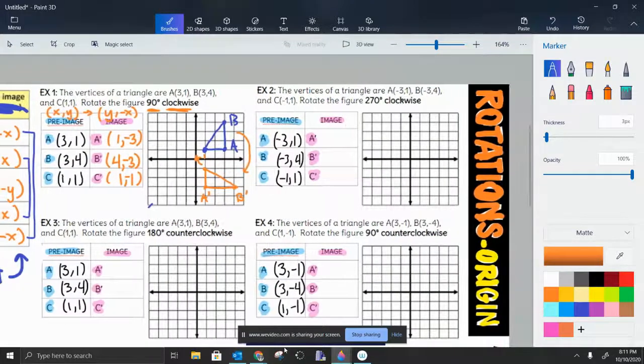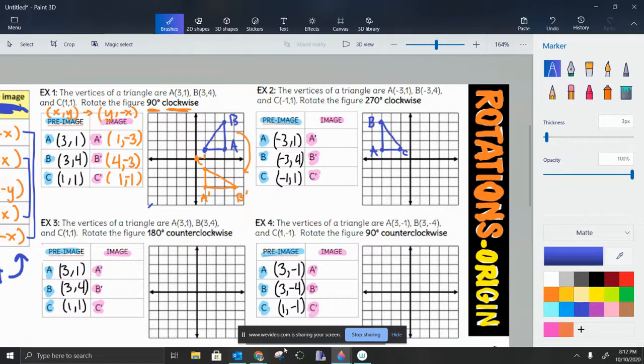All right, let's do another one together. So they tell me that we have our triangle ABC. Let's go ahead and plot those points, which we have written down. So A is at negative 3, positive 1. B is at negative 3, positive 4. And C is at negative 1, positive 1. So here's our new triangle.